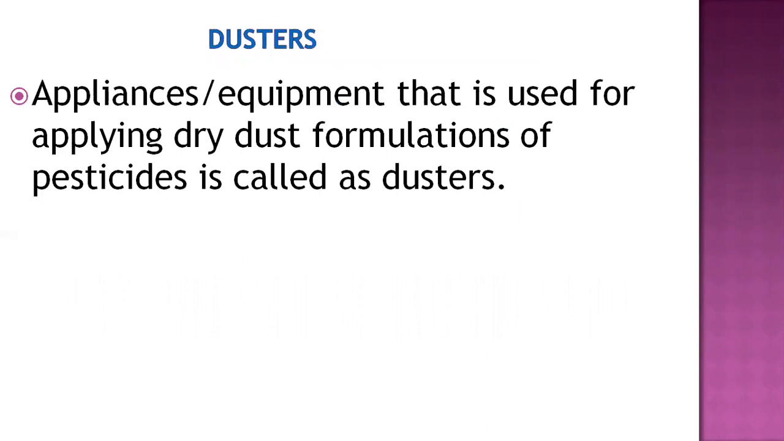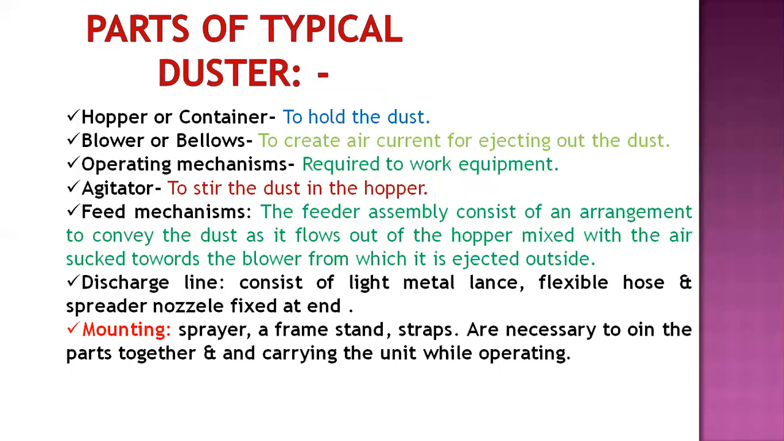So what does duster mean? It is an appliance, equipment, or machine used for spreading fine particles of soil matter on a target. For example, if we want to control diseases, that is a target. If you want to control pests or weeds, these are all targets. The dry dust formulation of pesticides is applied uniformly through this equipment, which is called a duster.